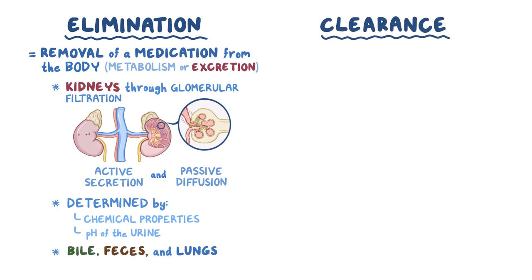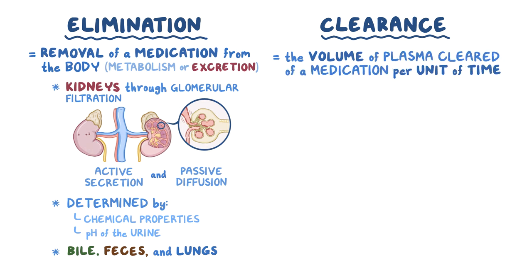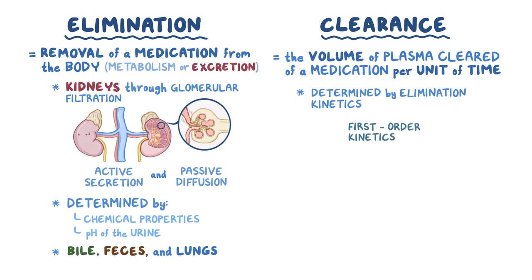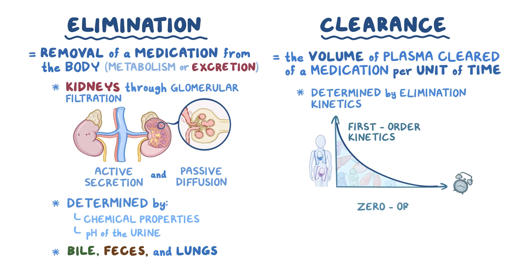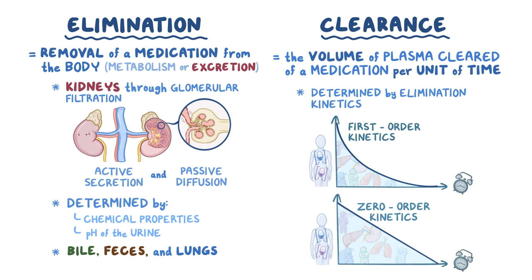Clearance of a medication refers to the volume of plasma cleared of a medication per unit of time. Elimination kinetics determines the rate of elimination. And it includes the most common type, first-order kinetics, where the amount of medication eliminated per unit of time changes, but the fraction stays the same, and zero-order kinetics, where the amount eliminated per unit of time stays the same, but the fraction changes.